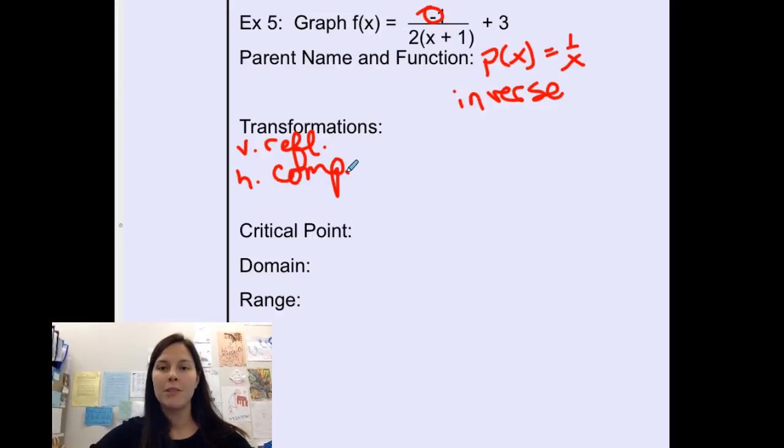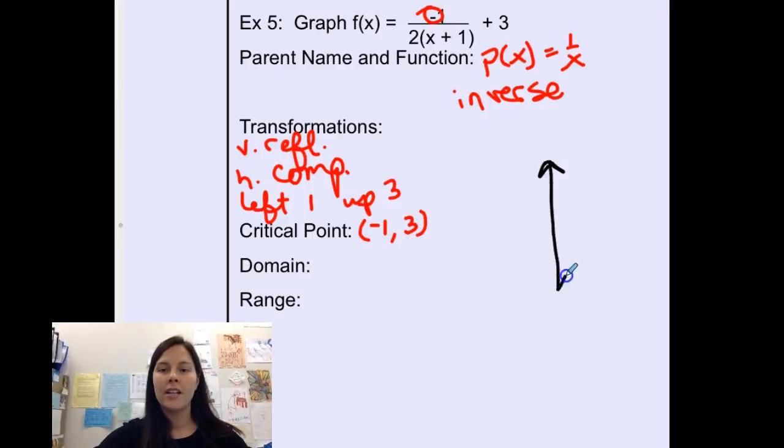Also grouped with the x in the denominator is that +1. So we would think it's going to the right, but it's going left 1. Does the opposite of what we think. And then finally on the outside, not grouped with the x, is that +3. So our graph is going up 3. That changes our critical point, shifting it left 1 and up 3.